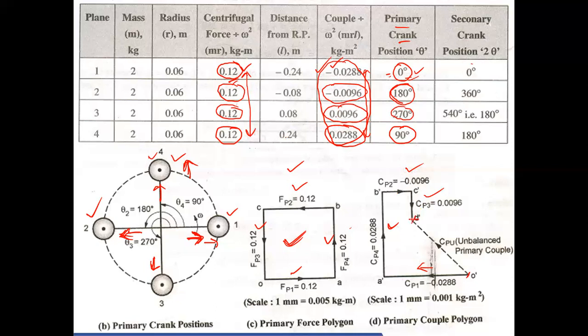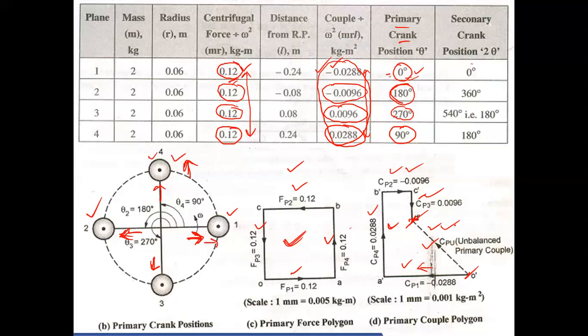Now we have taken 4 couples. 1, 2, 3, 4 couples you have taken. It is not closing. What is the meaning? This is an unbalanced force. You measure the distance, multiply with the scale, and also multiply with omega square, because we have taken omega square as a common. That couple divided by omega square only we have taken. So you measure the value, multiply with the scale, and multiply with omega square. That will be the unbalanced primary couple.